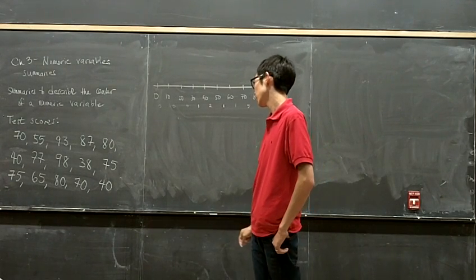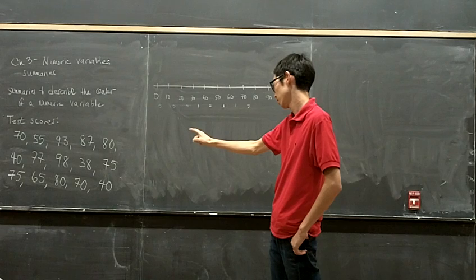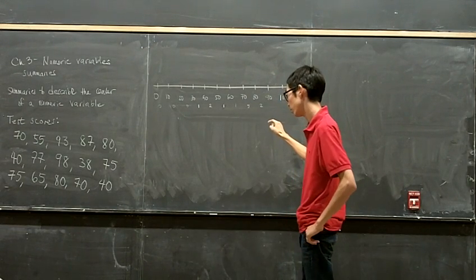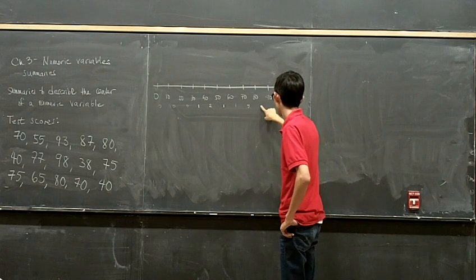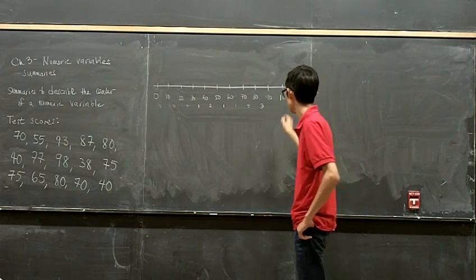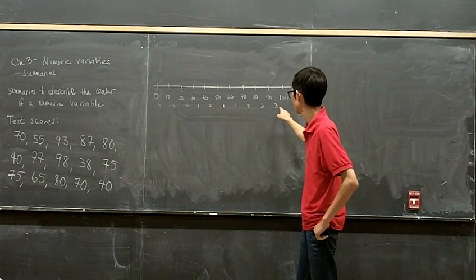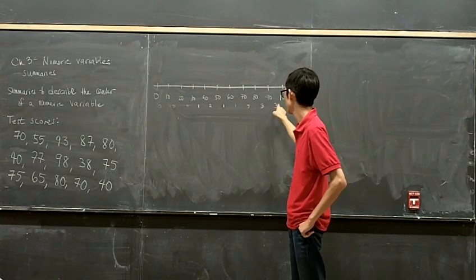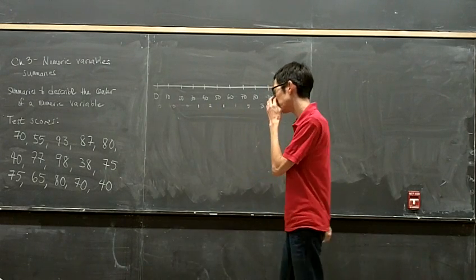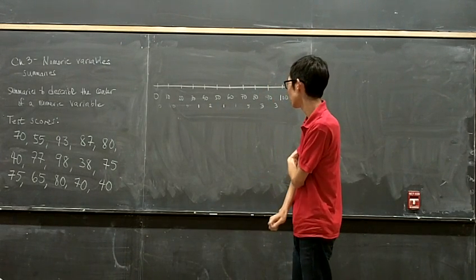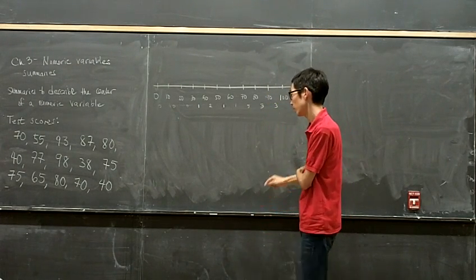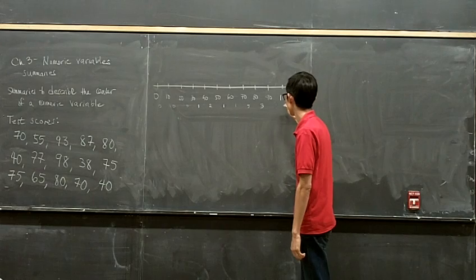In 80 to 89, I've got 3. And from 90 to 100, I have 3. So I should have a total of 15, but I get 16. Did I count wrong? In 90 to 100, I only have 2.